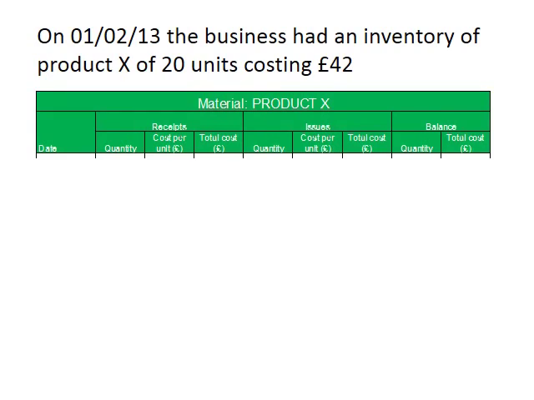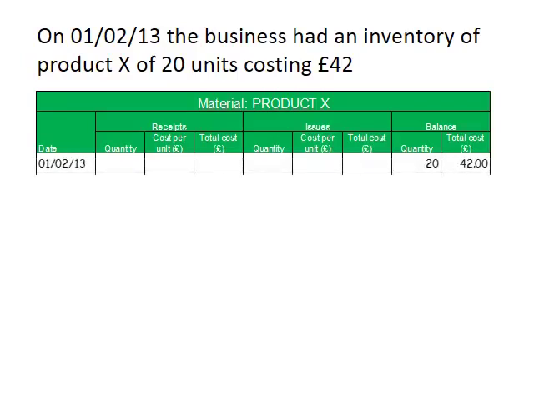In our example, on the 1st of February 2013, the business holds an inventory of product X of 20 units which has cost it £42. Now we're going to record the date that the inventory has been brought forward on. It's not a receipt or an issue, so we don't need to complete any of those cells of the table, but we do need to record the balance. So we've got a quantity of 20 units which cost a total of £42.